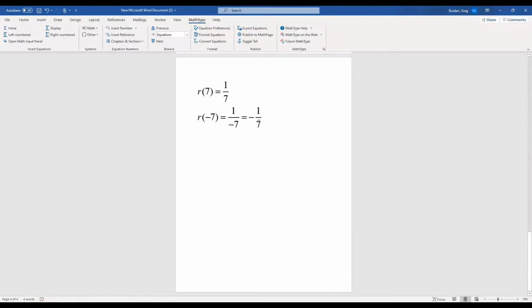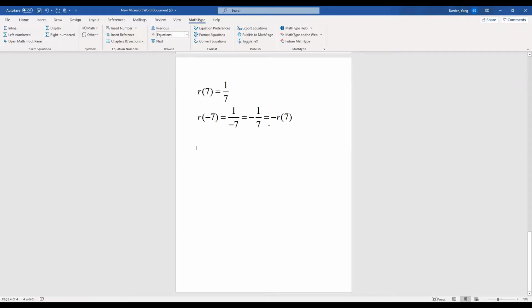And negative 1/7 is the opposite of R of 7. R of the opposite of 7 is equal to the opposite of R of 7. So again, that's the defining concept of an odd function. Okay, we'll leave it at that. So that's an odd function.